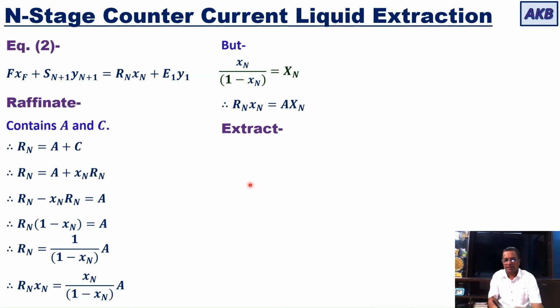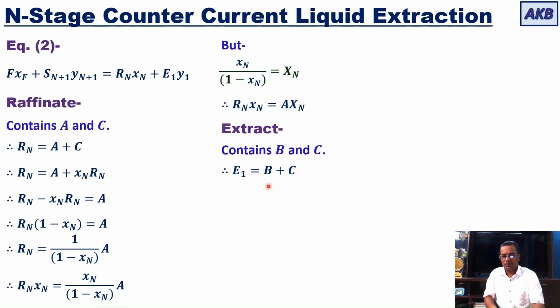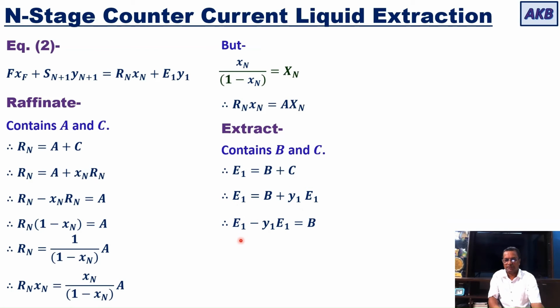Now let us look at the extract phase. Extract phase will be containing all B in it plus solute. So mass flow rate of the extract is equal to mass flow rate of B in it plus mass flow rate of C in it. And that means E1 is equal to B plus y1 into E1. Mass flow rate of C in it is given as y1 into E1. Then I'll bring this term to this side. So it will be E1 minus y1 into E1, that is equal to B. And if I take E1 common, it will be E1 into 1 minus y1 is equal to B. And in the next step, E1 will be 1 upon 1 minus y1 into B.